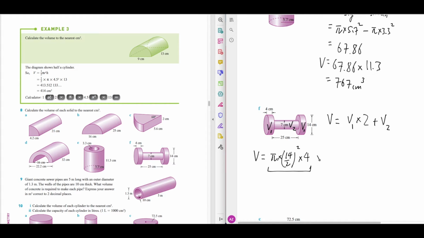So that's V1, right? Then we need to multiply this by 2. The reason we do this is because we have two V1s, right? So now we've found the volume of the two side cylinders.